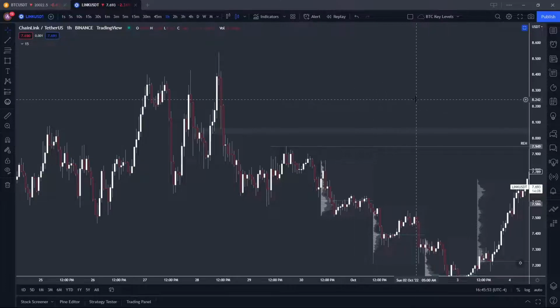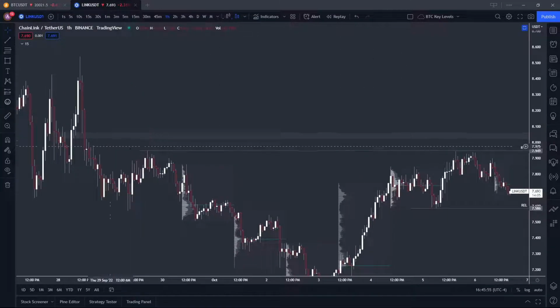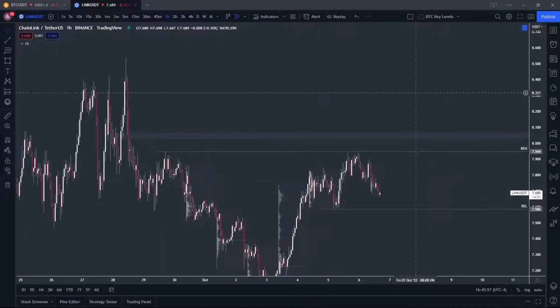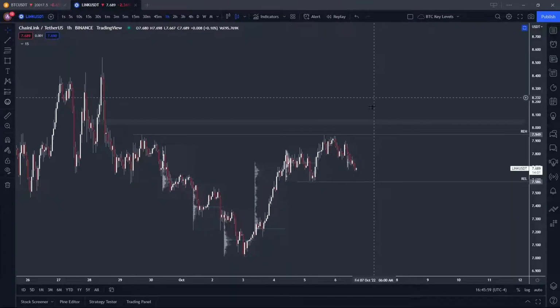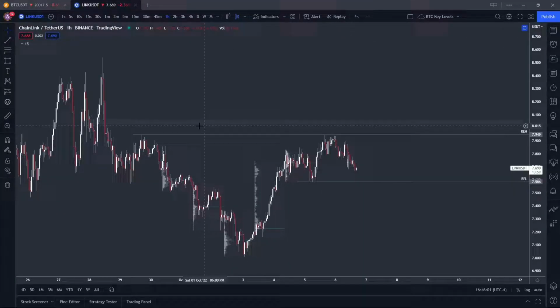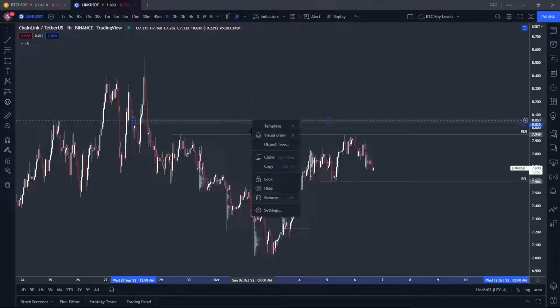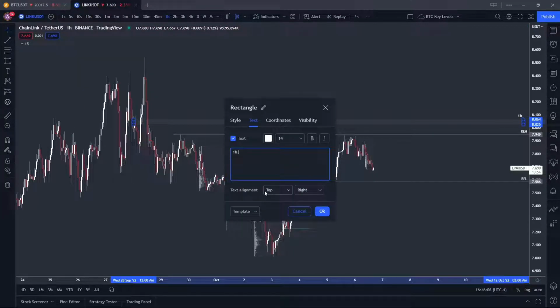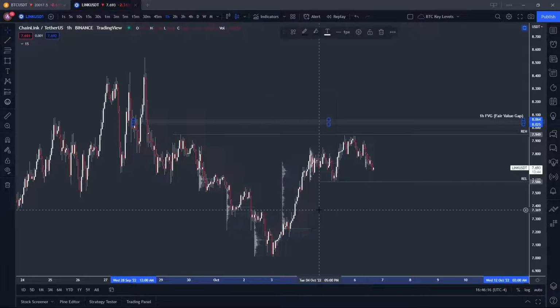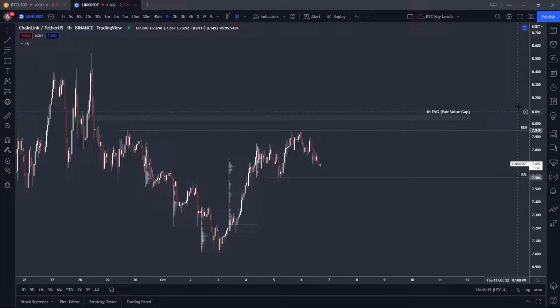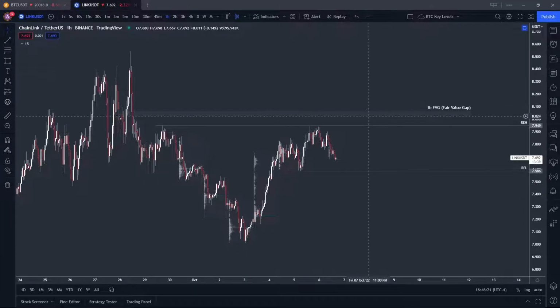Usually price tends to fill these gaps, and they're good targets for price to gravitate towards. So let me label that as well. Since we're on the 1 hour time frame, we'll type 1 hour fair value gap. So now that we have this, we have a good idea of where price is going, right? Probably towards this fair value gap.